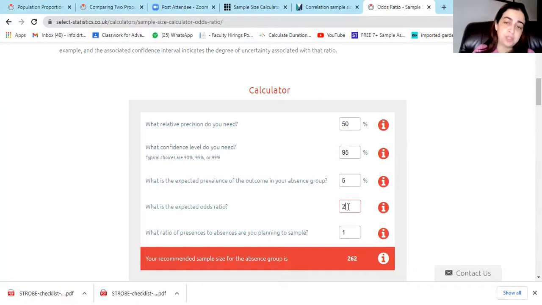Suppose you find the odds ratio to be 2. You see the calculated sample size for the absence, meaning control, group is 262. As your odds ratio grows, for example, your odds ratio is 15, you can see that the sample size is reduced. If the prevalence in your control group increases, say it's 18%, and your odds ratio is higher again, say 20, then you can see that the sample size is reduced further. And here we keep 1 because we usually take 1 case versus 1 control.